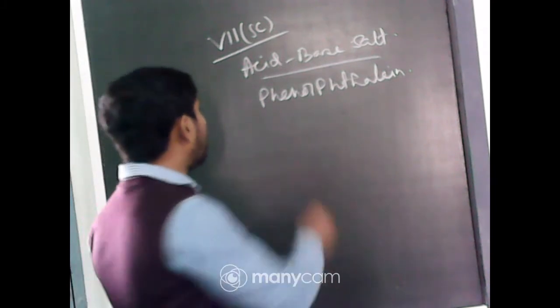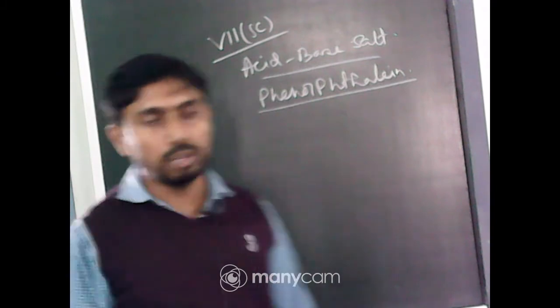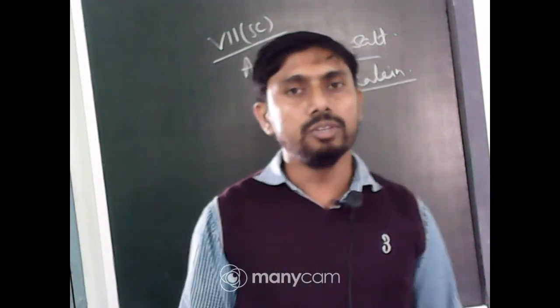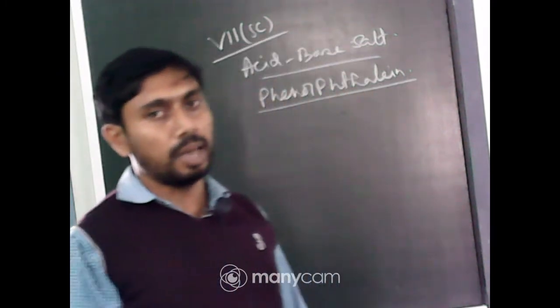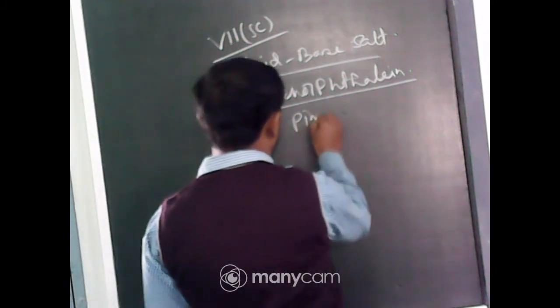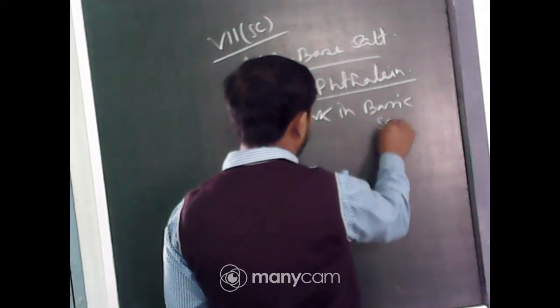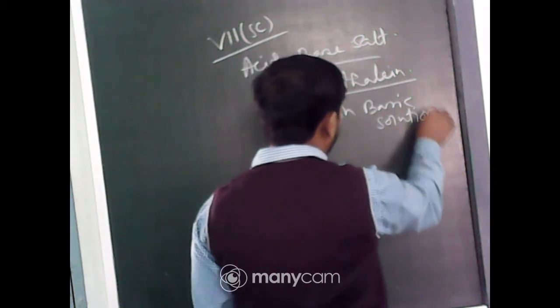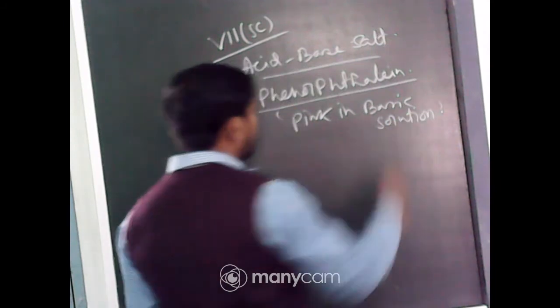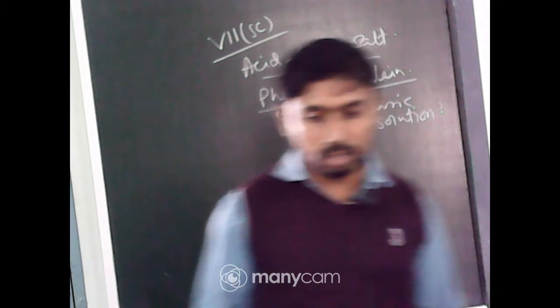Phenolphthalein is an indicator which is colorless in acid solution and also in neutral medium, but it has a pink color in basic solution. Pink in basic solution. You should remember this.